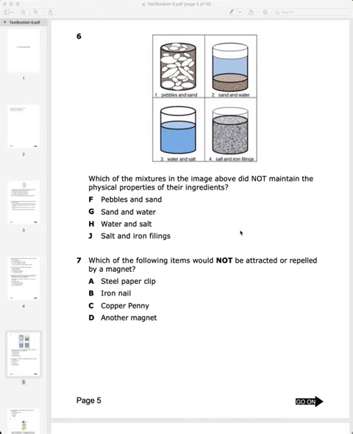Number 6. Which of the mixtures in the image above did not maintain the physical properties of their ingredients? F. Pebbles and sand. G. Sand and water. H. Water and salt. J. Salt and iron filings.